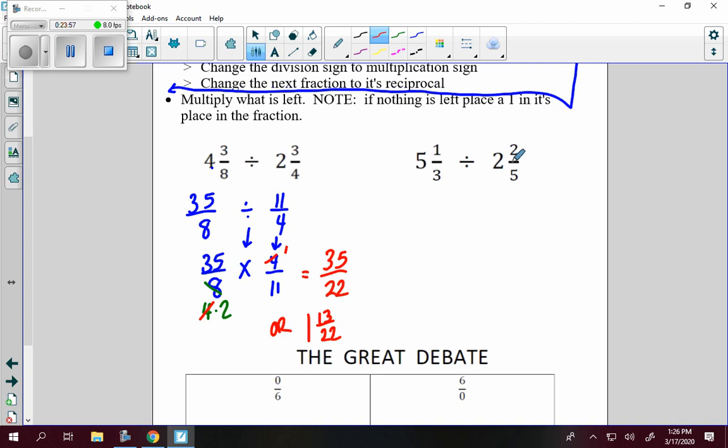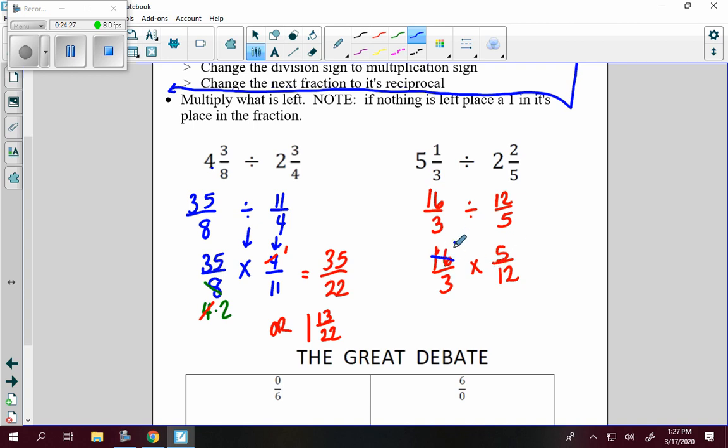Five and 1/3 divided by 2 2/5. Go ahead and try that, and then come back on and see if your answer is the same as mine. But I'm going to take 5 and 1/3 and make it into an improper fraction, so I have 16 over 3 divided by 12 over 5. So I'll have 16 over 3, change to times, and change by flipping or taking the reciprocal, and then cancel.